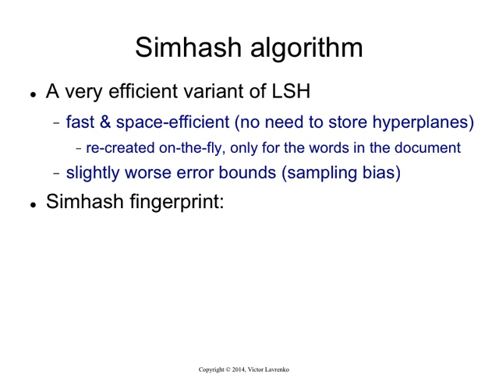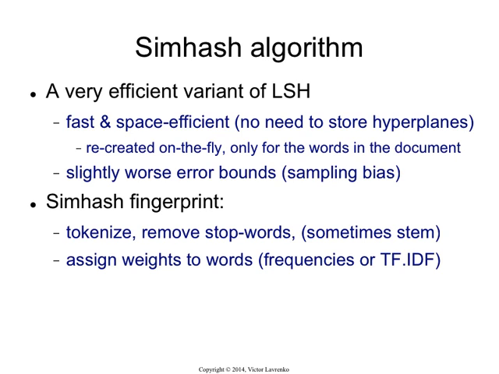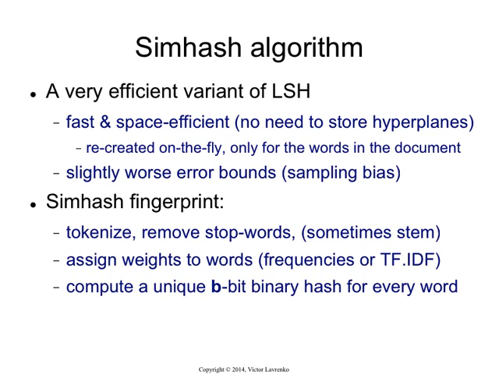So the way Simhash operates is you take a document, tokenize it into different words, remove what you consider non-content portions, maybe stem the words, and assign weights to words. In the simplest case, the weights are just frequencies, or you could use TF-IDF weights or something like that. Then, for each word, you're going to compute a B-bit hash code. So a little hash code, and here you would use something like Adler32 or MD5.